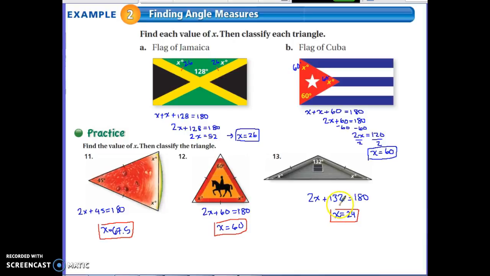Now to go back and classify each of the triangles, we did not do that quite yet. Example 2, letter A, first thing I'm going to do is look at the angles. I notice that one of them is larger than 90, so this is obtuse. If any sides are the same, then it's going to be either isosceles or equilateral. Since only two sides are the same, this is an isosceles triangle.